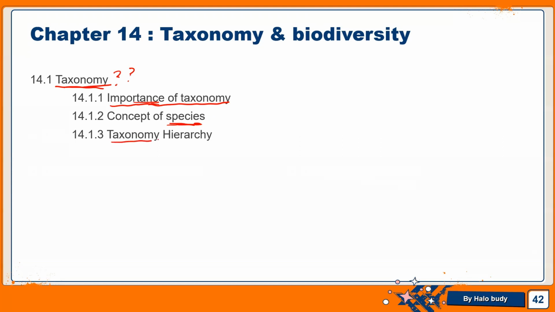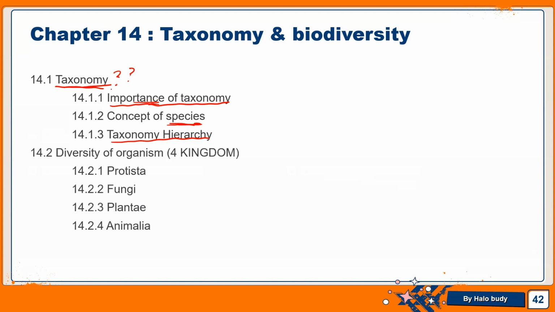For the taxonomy hierarchy, there is the classification of organisms. How do we classify the organisms in the world? How do scientists classify? Because we do not classify just randomly, no. There are proper ways to classify the organisms in the world.